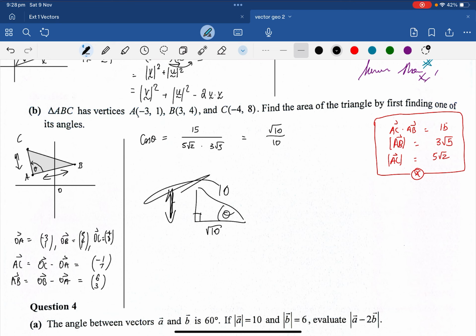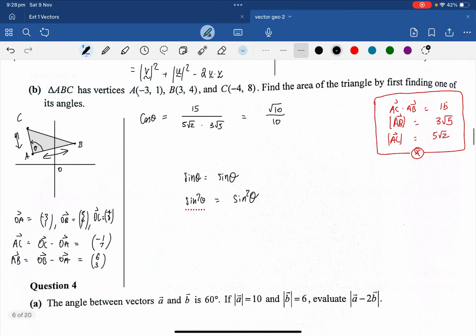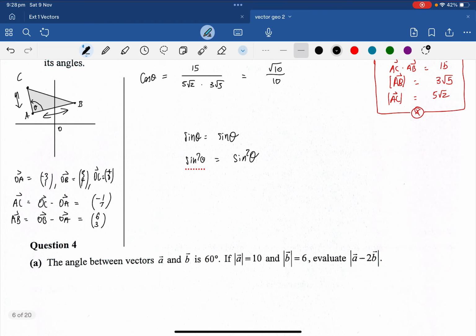But there's another way you can do this, and probably a much smarter way, which is to realize that sine theta is equal to sine theta. That makes sense, right? So then sine squared theta is equal to sine squared theta. We're just squaring both sides. But remember how sine squared theta can be written as 1 minus cosine squared theta. And then you can take sine theta is equal to the square root of 1 minus cos squared theta.